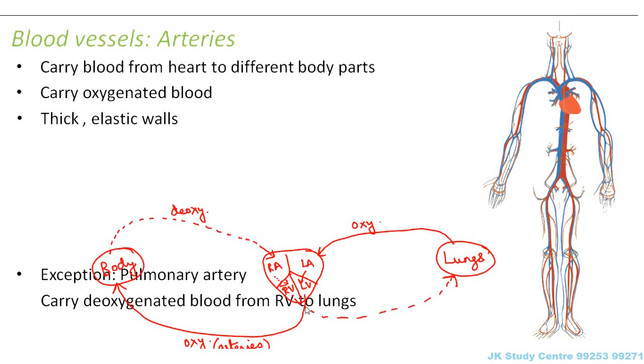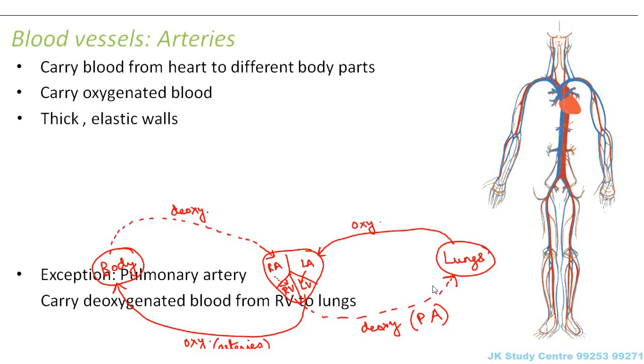So if you see the deoxygenated blood from right ventricle to lungs, this is carried by the pulmonary artery. See, in the previous definition I told that arteries carry blood from heart to different body parts. So from heart to different body parts, but lung is also a part of the body. But to the lungs, from heart to lungs, the blood which is getting carried is deoxygenated. So this deoxygenated blood is carried by the pulmonary artery.